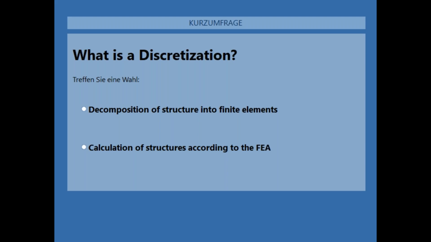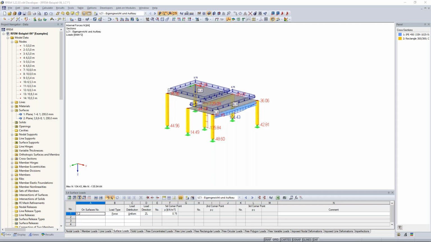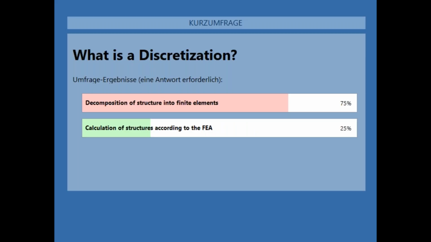Almost all of you have answered, and let's show you the results. So yeah, 75% were correct. So the discretization is a decomposition of structure into finite elements, and good to know.